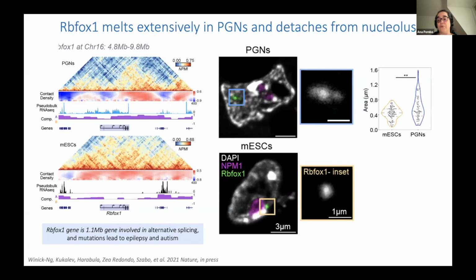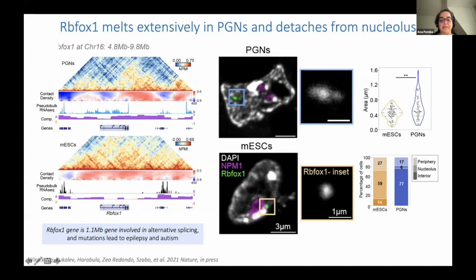Now, Isa went on to quantify this, and you can see the area in square micrometers occupied by the locus in the mouse ES cells, and clearly in the PGNs a vast majority of loci are increasing their area, even though we're cutting slices, so we're probably not always seeing the whole locus. We also notice, and maybe you also noticed looking at these pictures, that in ES cells the locus is typically at the periphery of the nucleolus or at the lamina, whereas in the PGNs this was not often the case.